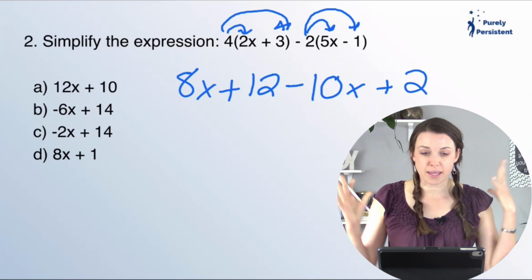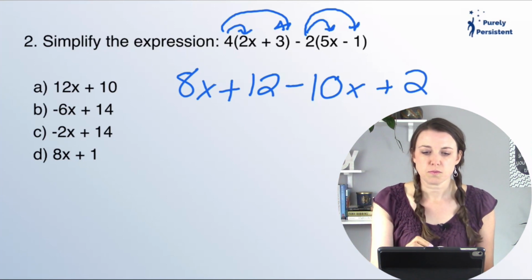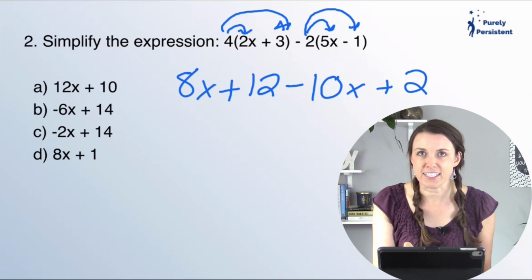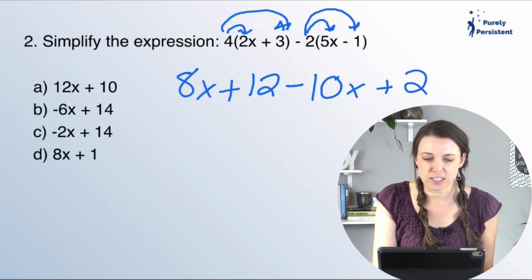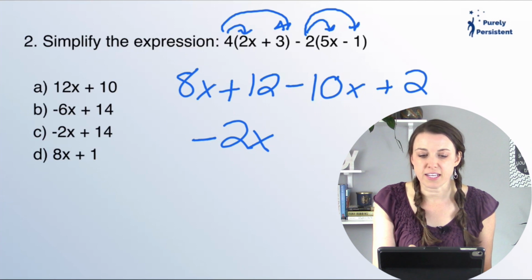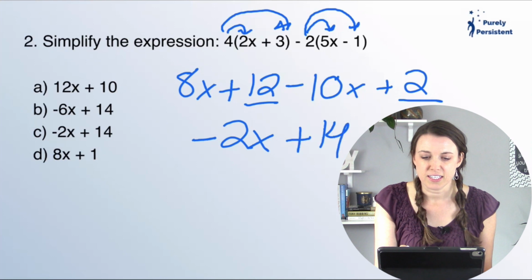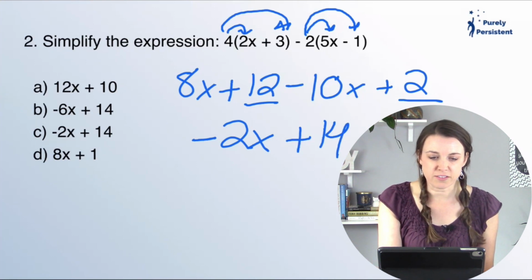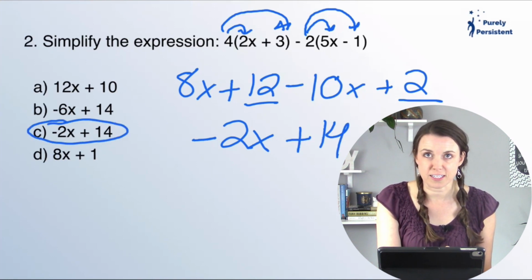Okay, now I combine my like terms. So I have 8x minus 10x, which is negative 2x. And then 12 plus 2 is 14. So my answer here, negative 2x plus 14.